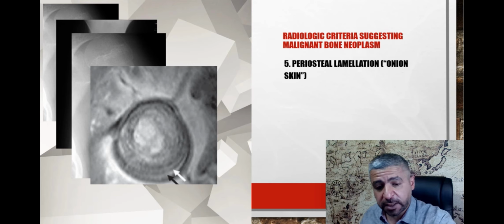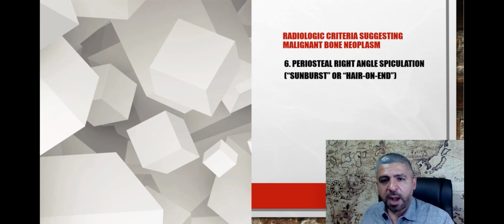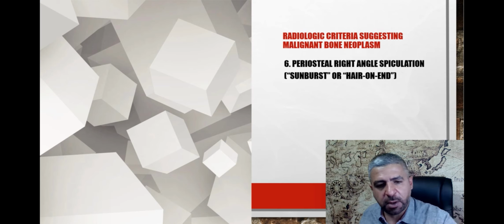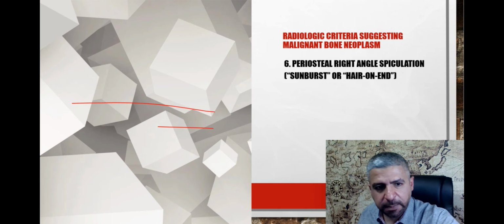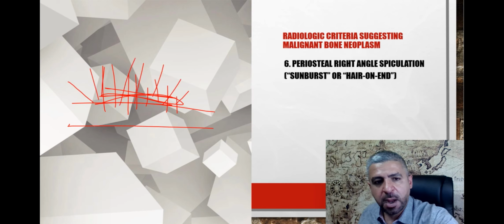You can see the periosteal reaction also in MRI of this bone. You can see it's multiple layers of bone and periosteal reaction, and bone and periosteal reaction, and so forth. Okay. Another feature is what we call sunburst appearance or hair on end appearance, or the scientific name is periosteal right angle spiculation. Again, the same idea. This is the bone, the tumor is destroying and the periosteum is trying to repair in a vertical pattern. So what you end up with is sunburst. It's like the sun shining or something, or what's called hair on end appearance.